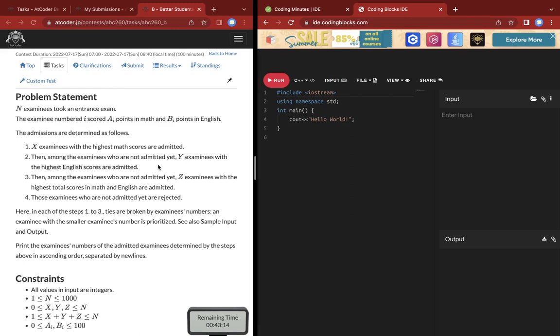N examinees took an entrance exam. The examinee numbered i scored A_i points in math and B_i points in English. Admissions are determined as follows. X examinees with the highest math scores are admitted. Among those who are not admitted yet, Y examinees with the highest English scores are admitted. Then among the examinees who are not admitted yet, Z examinees with the highest total scores in math and English are admitted.